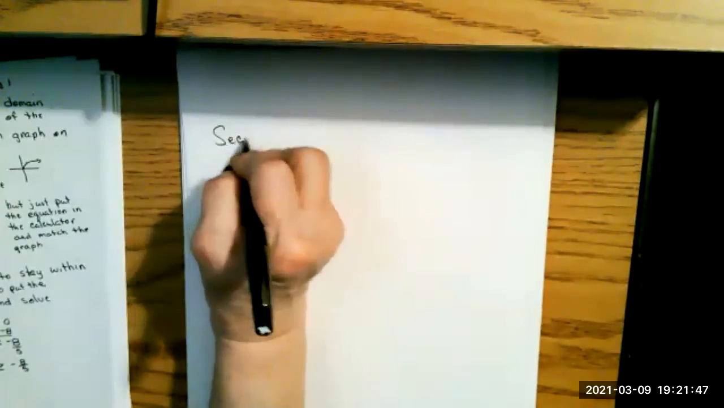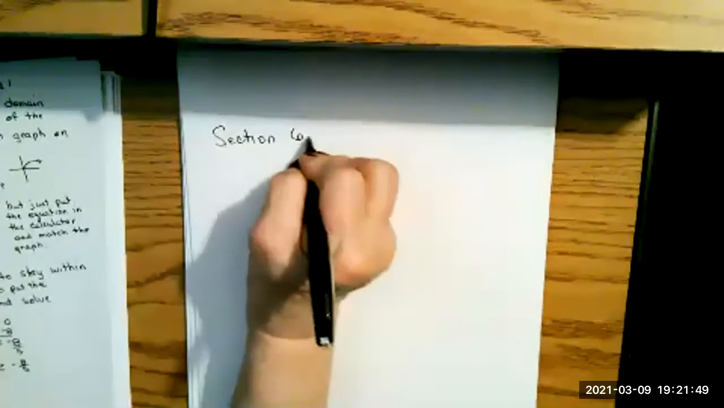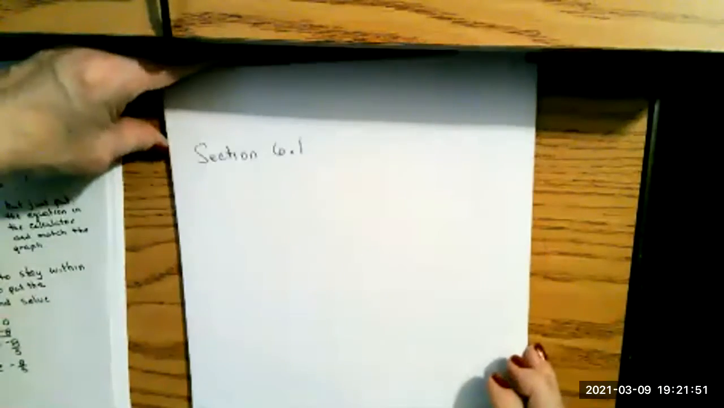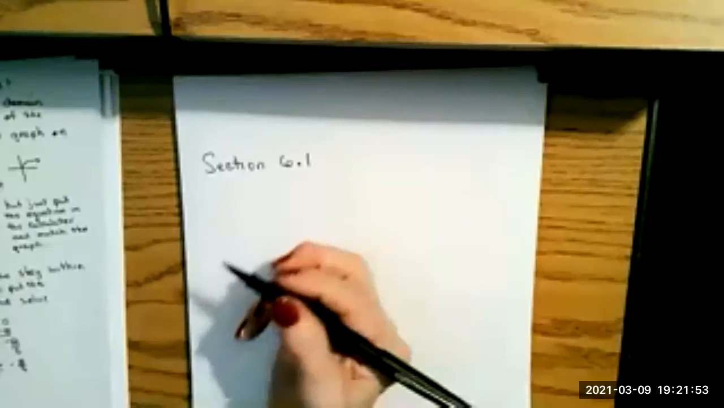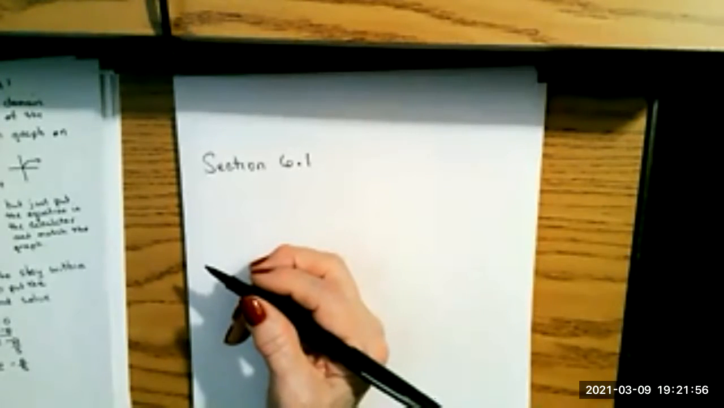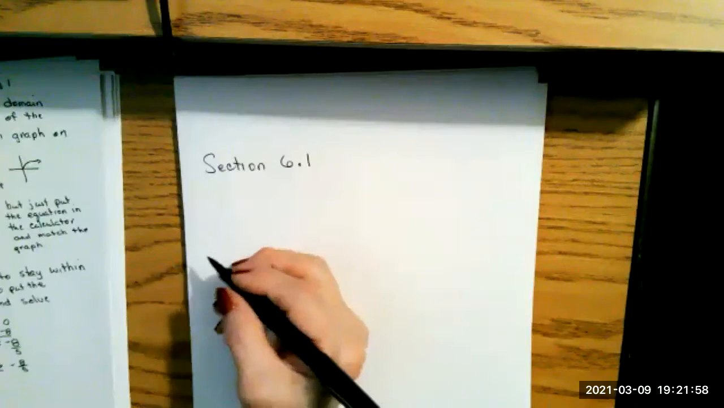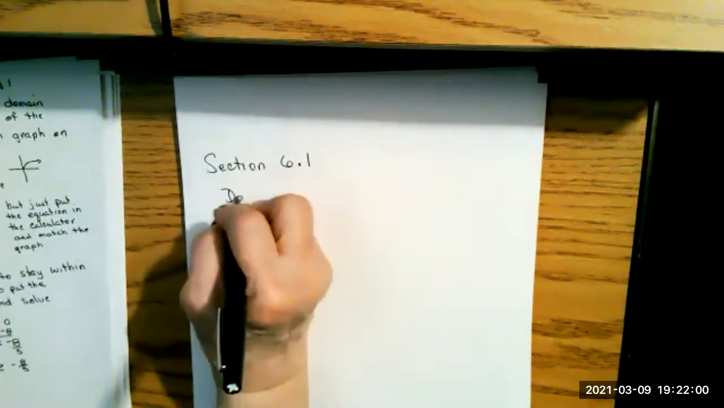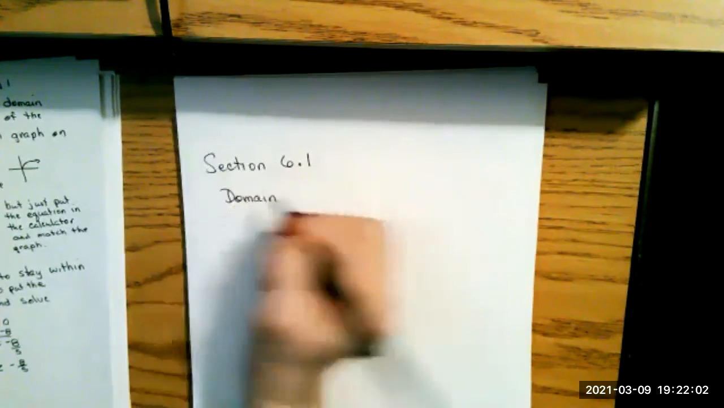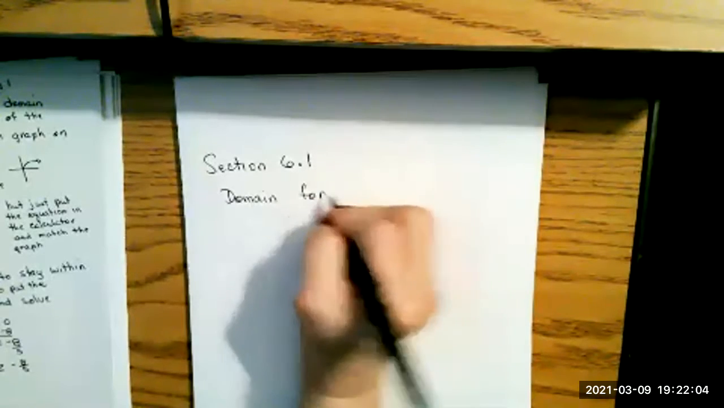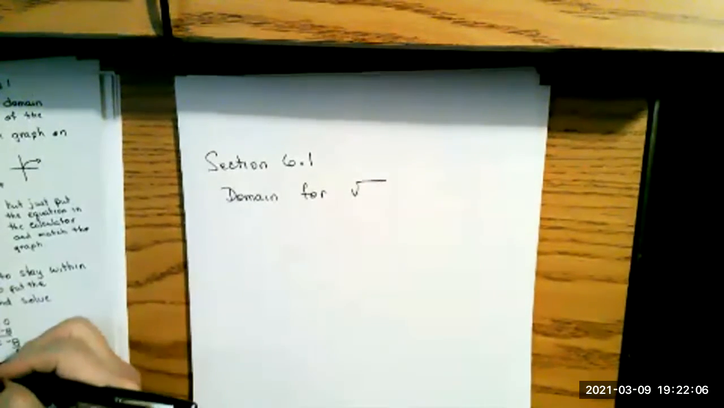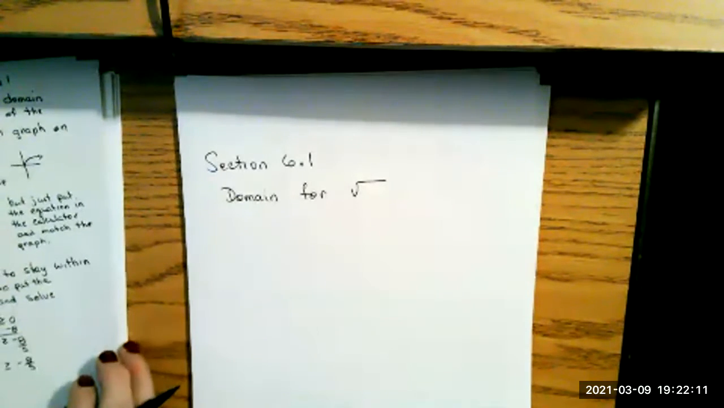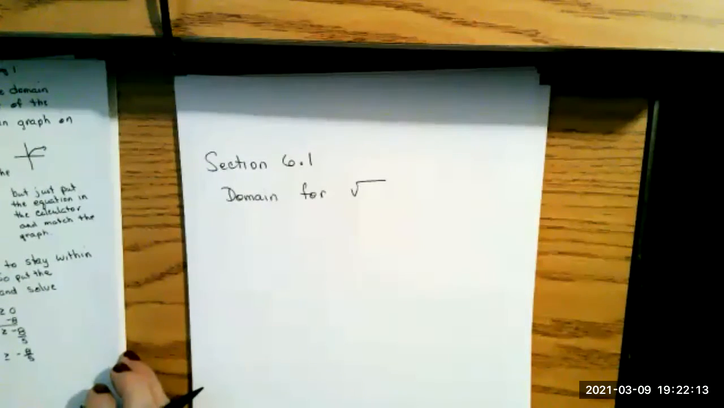So this is section 6.1. I'm skipping across to get 6.1 tonight because it's easier. This section has a domain section, and you want the domain for a square root problem. Okay, so let's see what that looks like.